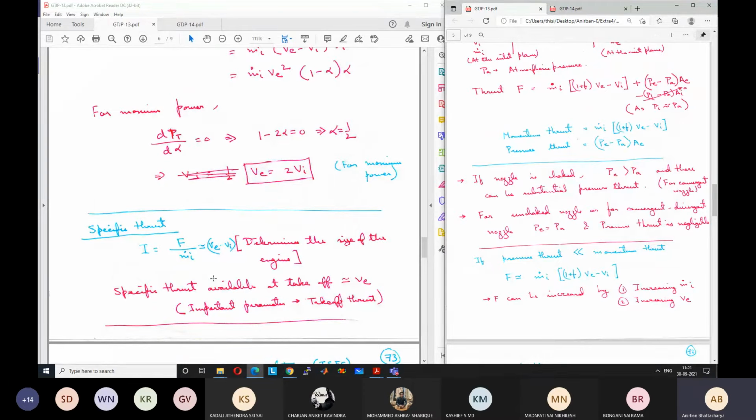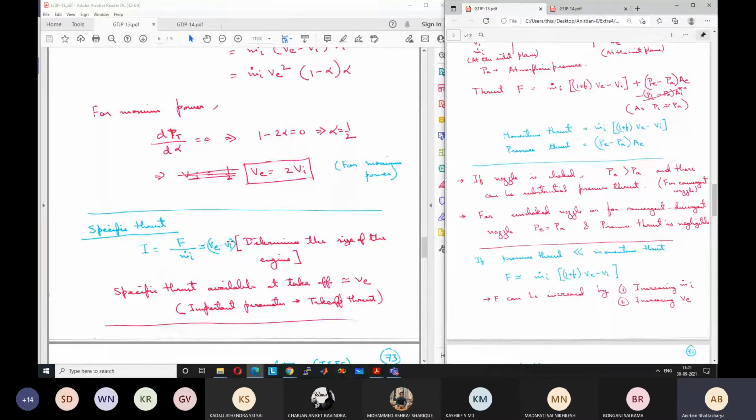So for the takeoff, when the takeoff velocity is almost equal to 0, it is obviously not 0, but when the aircraft is starting, velocity is very small. So in that case, we get the highest specific thrust. It's an important parameter for an aircraft. It is known as takeoff thrust, and you need the highest thrust during takeoff, and that also occurs during takeoff only, meaning when the velocity of the aircraft is smallest. So this is approximately equal to Ve. We consider Vi to be negligible.